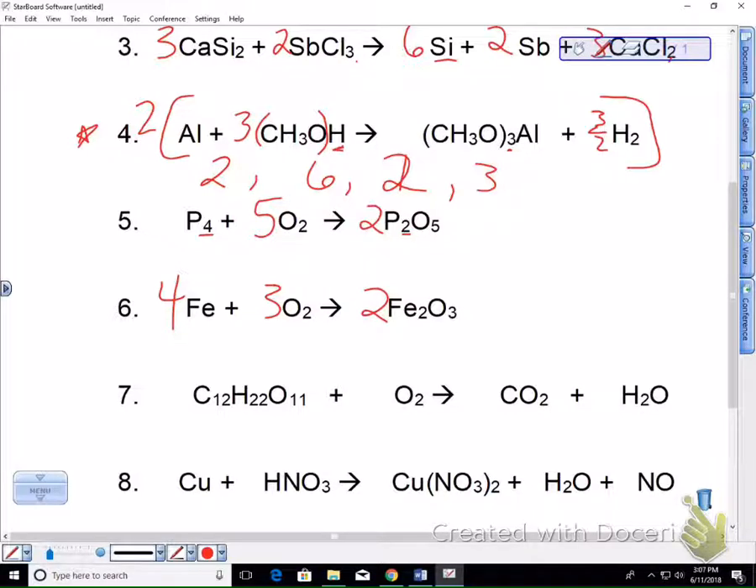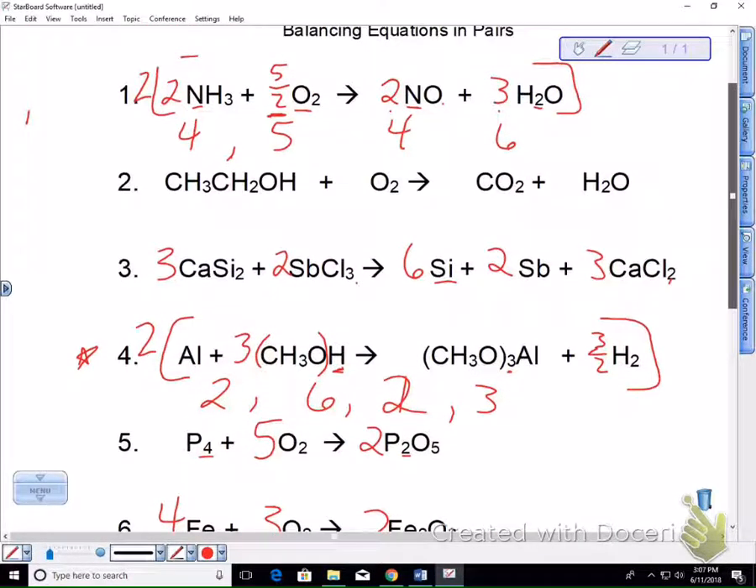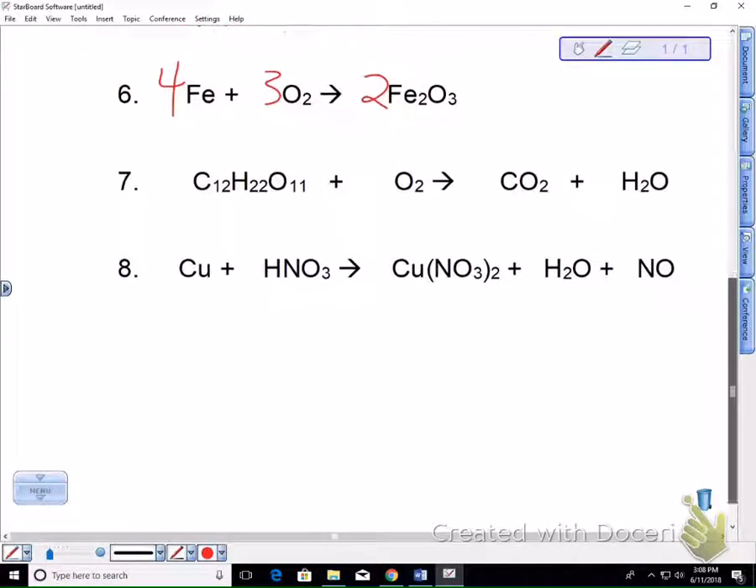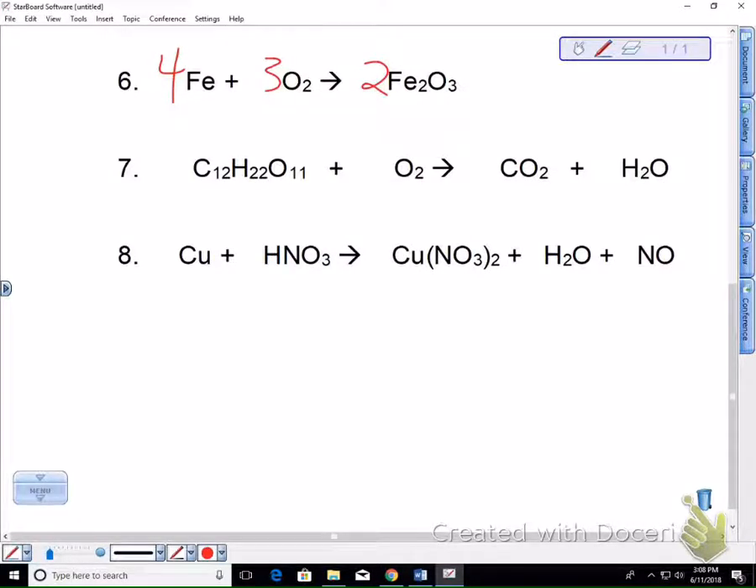All right, let's go back now to number 2 and number 7. Let's do these combustion reactions. Refer back to those rules I gave you about combustion. You know what? I think a better one to start with instead of number 2 would be number 7. It's more straightforward. I'll go back and do number 2 afterwards.